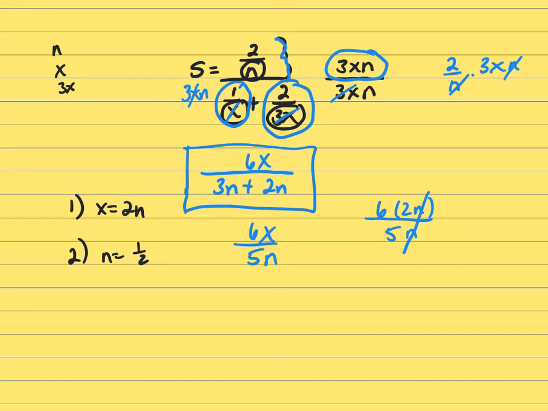Now forget about clue 1 and look at clue 2. It's not going to work because you've got 6x over 5 times 1/2, and I don't know what x is. So only clue 1 works. That means your answer's A.